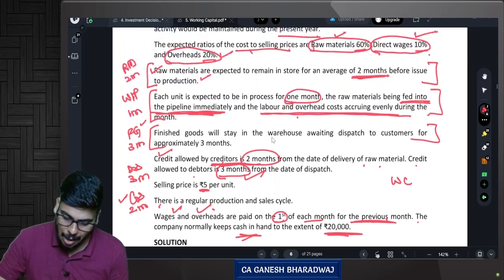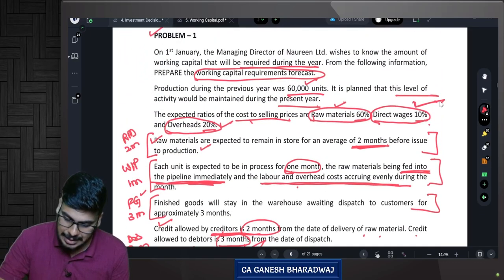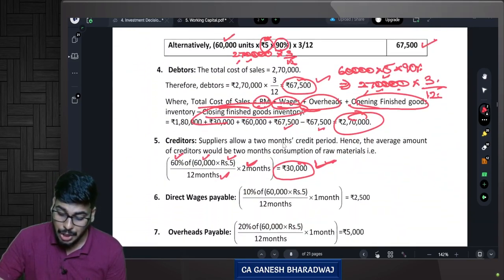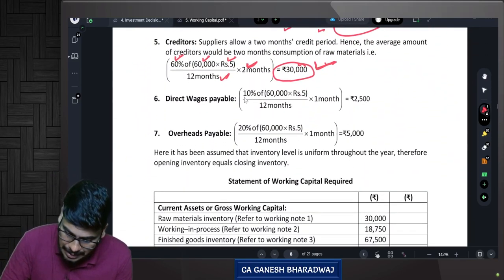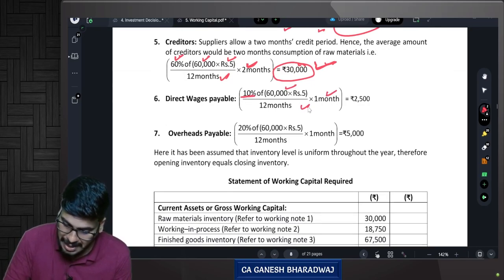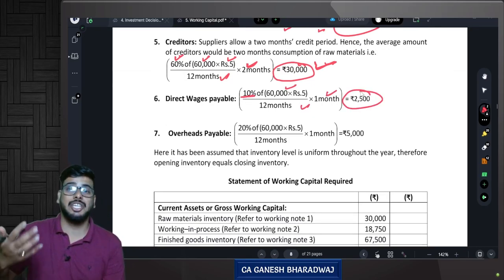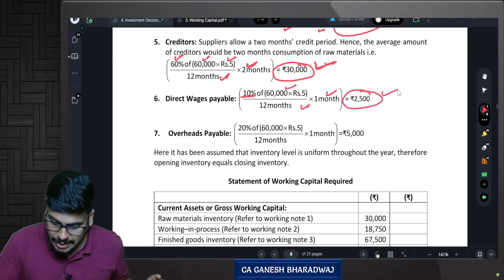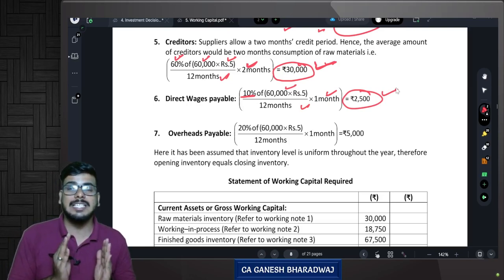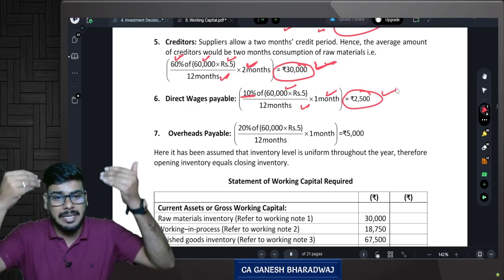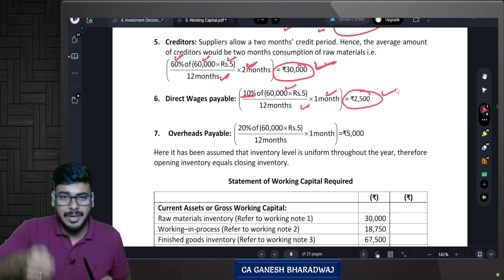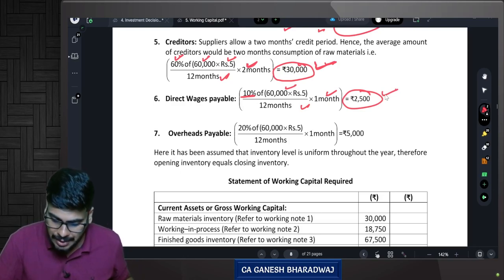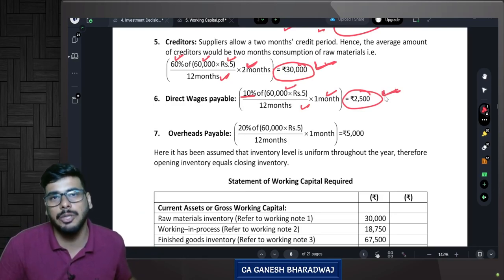Now, wage cost is how much? 10% of my sales value, correct? So 10% of my sales value into 1/12 is the amount being funded. I'm not saying they are bearing the cost. To the extent of this 2,500 rupees, the workers are saying, we will take it later. You need not pay me every day as and when I work. I will work for 1 month, you pay me later. Because of this timing difference, I require a lesser funding of 2,500, correct?